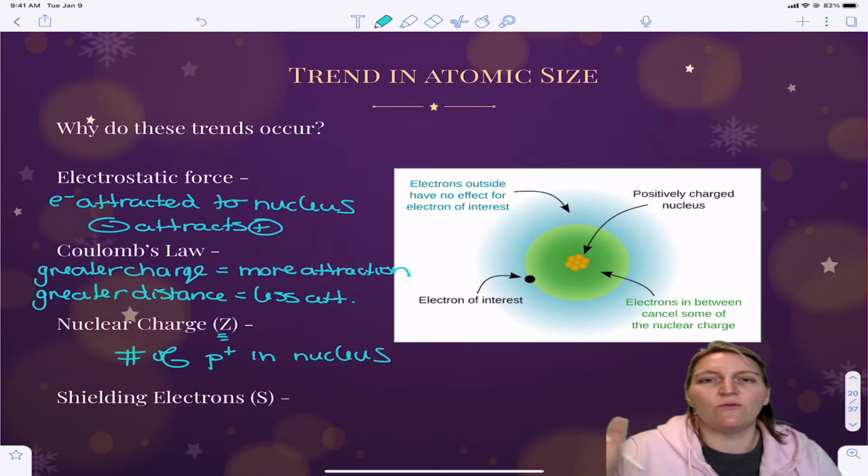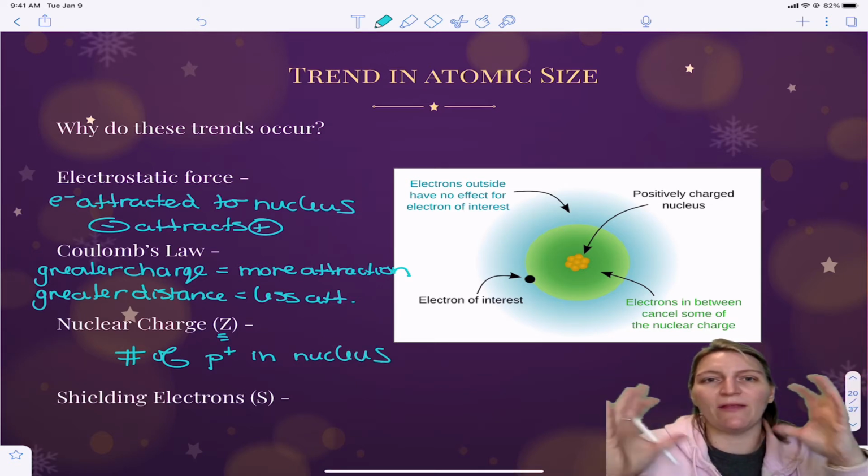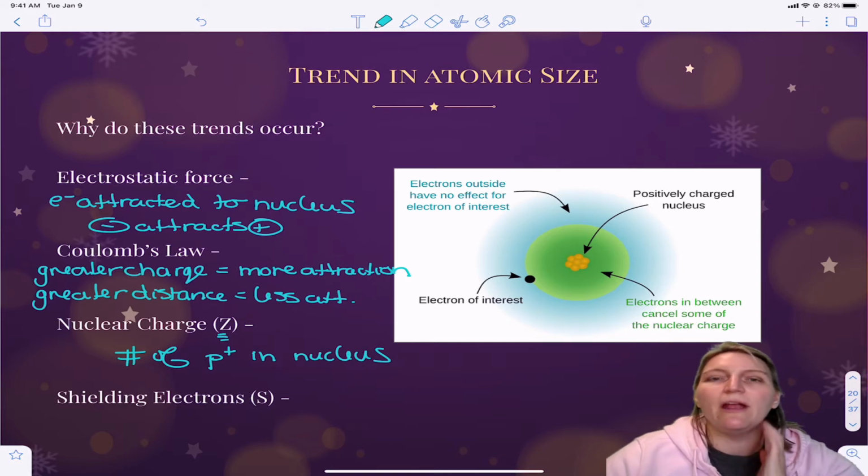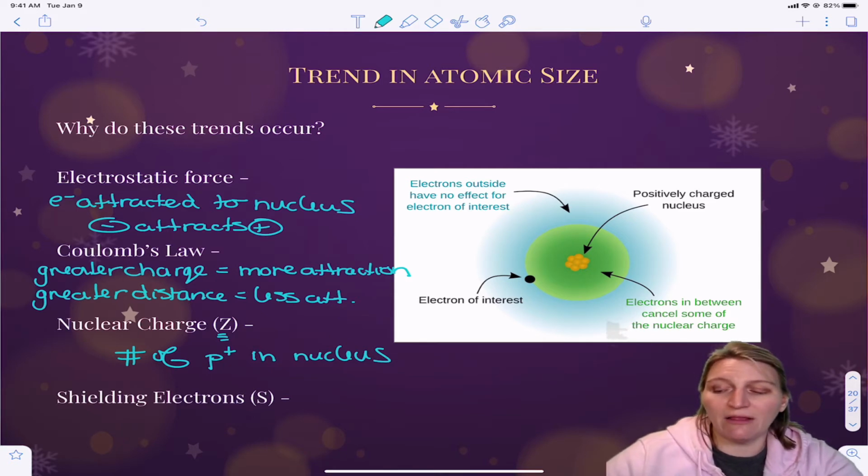But then, if we're looking at size, we would be looking at those outermost electrons, where those outermost electrons are. And in between those outermost electrons and the nucleus, there are electrons that are sometimes called core electrons or shielding electrons. Think of what a shield does. A shield blocks one thing from another. Shielding electrons block some of the attraction that the outer electron feels for the nucleus.